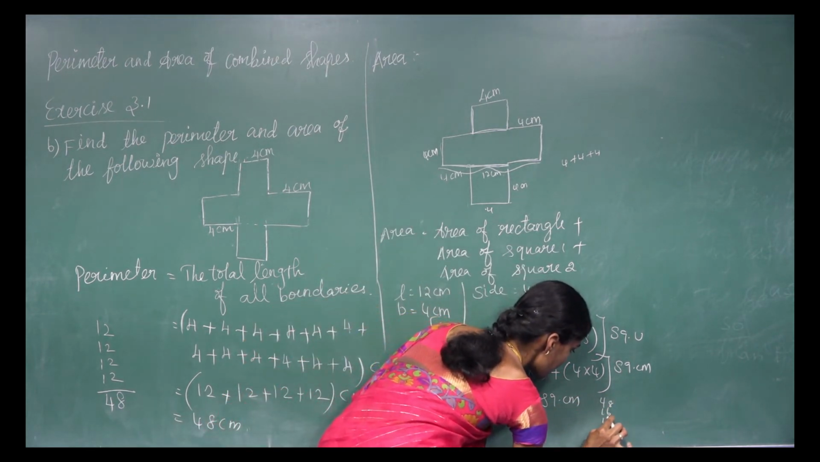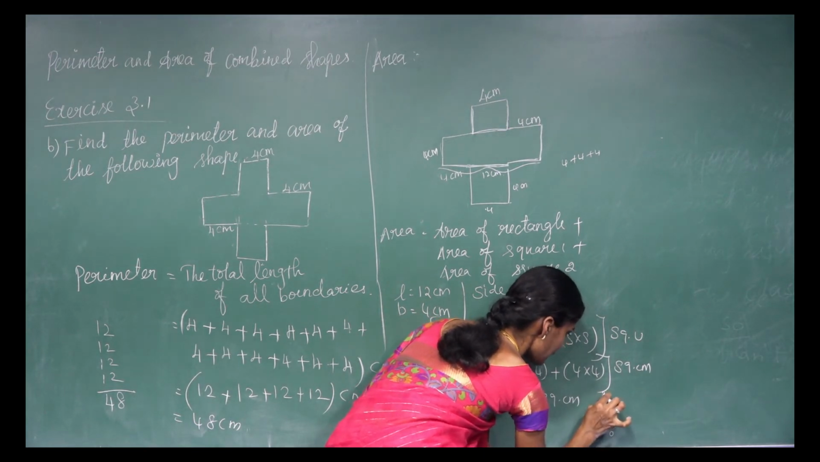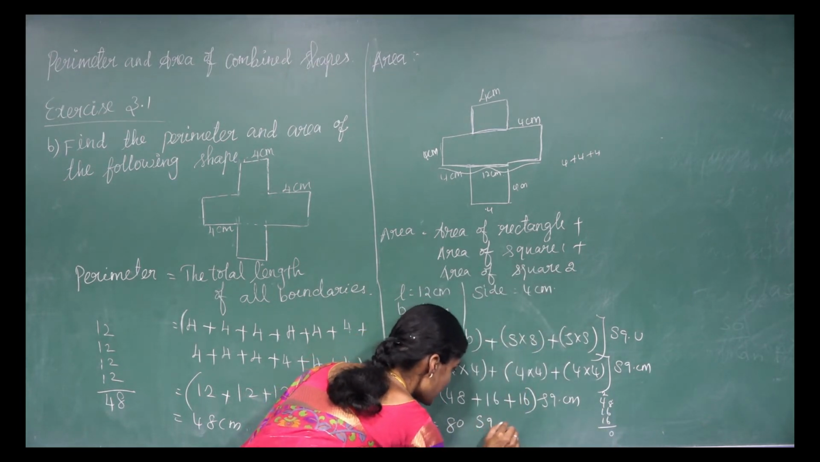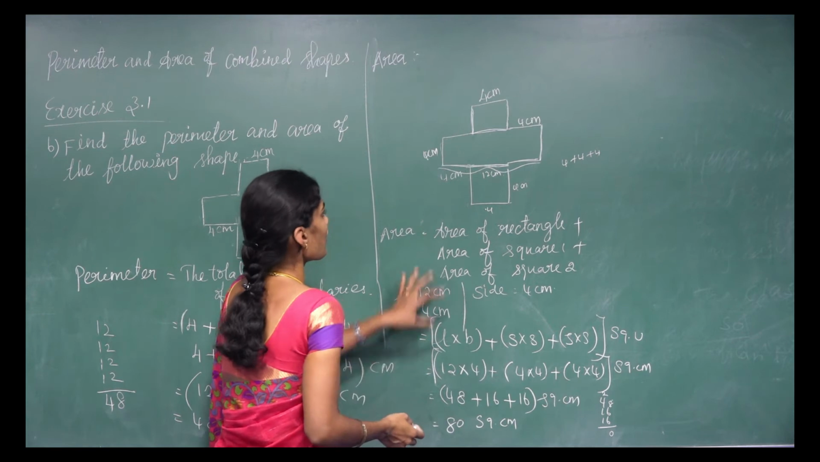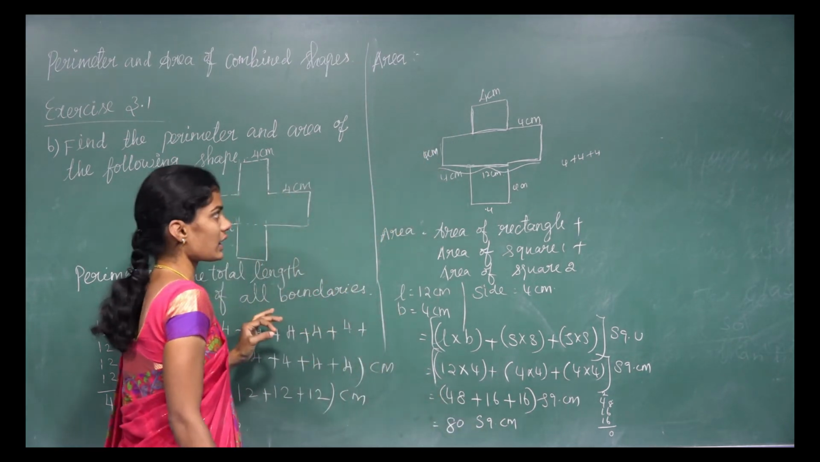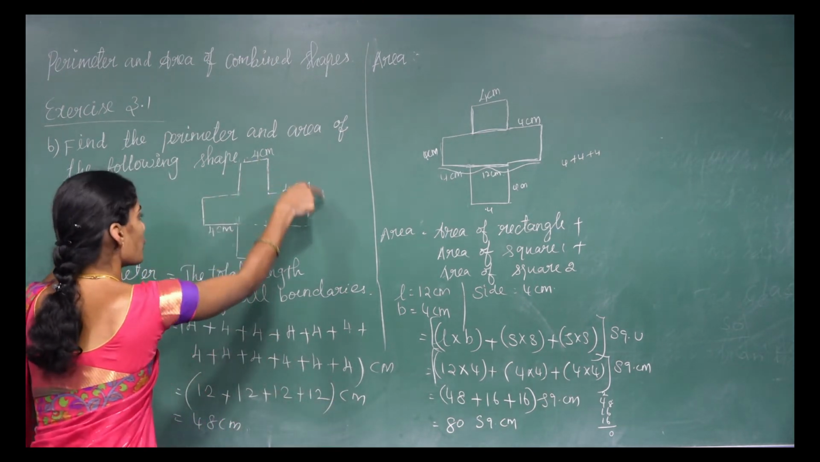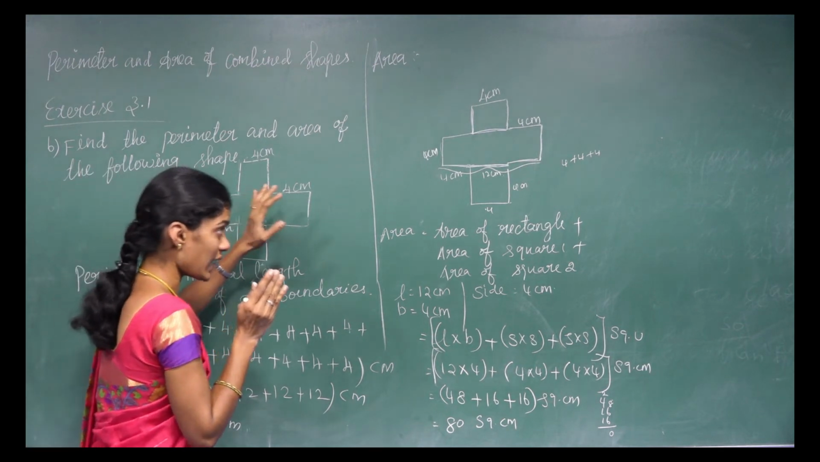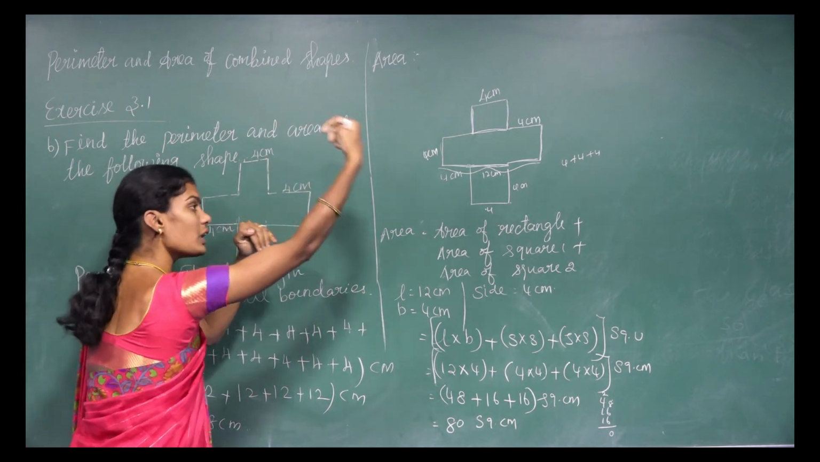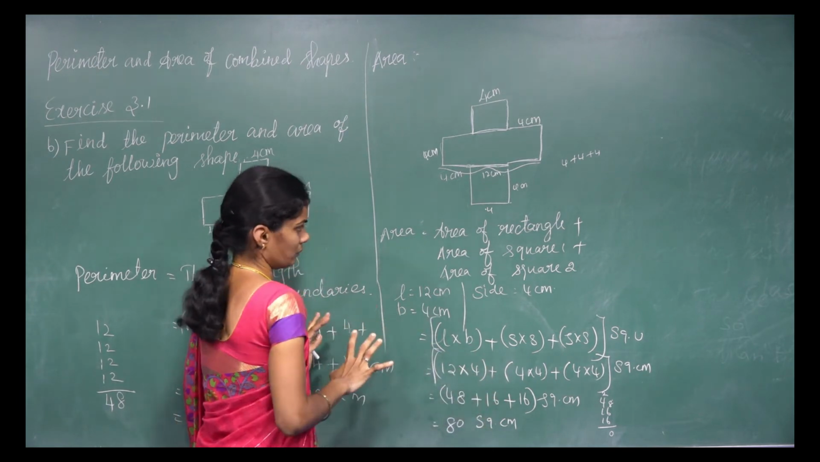Now we want to add these values. 48, 16, 16. 8 plus 6, 14. 14 plus 6, 20. Remaining 2. 2 plus 4, 6, 7, 8. So 80 square centimeter. The area of this figure is 80 square centimeter. Can you understand or not? First of all, the perimeter is very easy: you just add all the boundary values. But for this area, first of all, you want to form these shapes into closed shapes. Then easily find out the values.